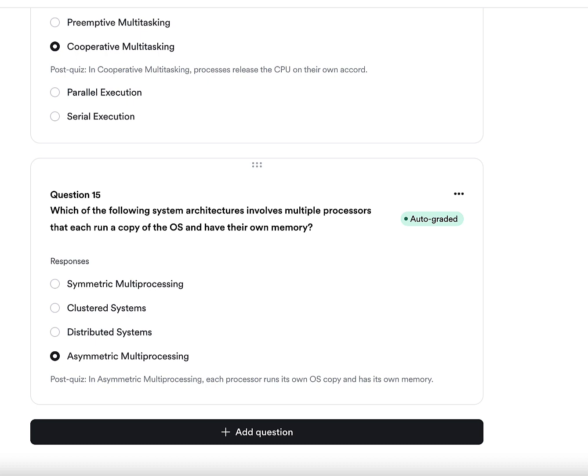A, symmetric multiprocessing, B, clustered systems, C, distributed systems, or D, asymmetric multiprocessing. Again, which one involves multiple processors that run their own copy of the OS in their own memory? And that would be asymmetric multiprocessing, D. They run their own OS and they have their own memory. So that's question 15.